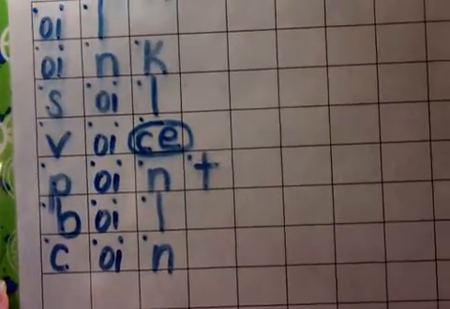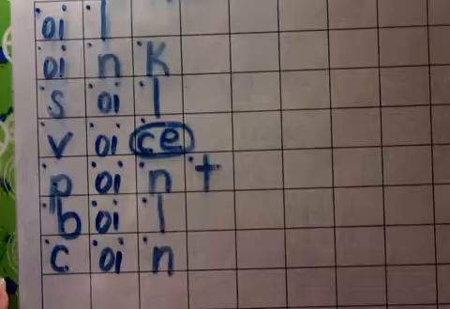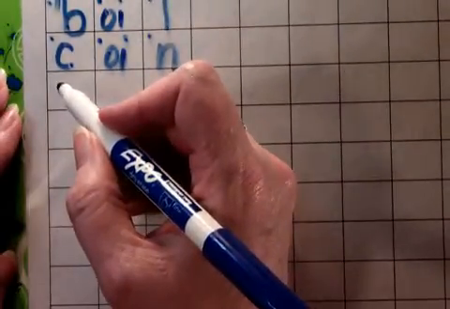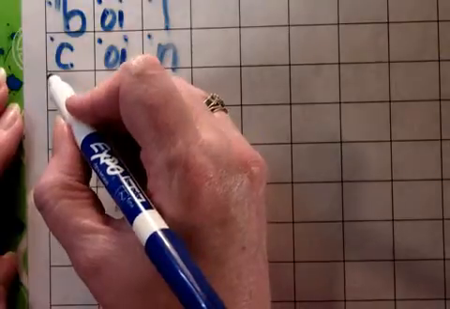Alright, so those are the words that have the oi at the beginning or the middle of the word. Now we're going to have oi at the end of the word. The first one is going to be boy. My friend is a boy.